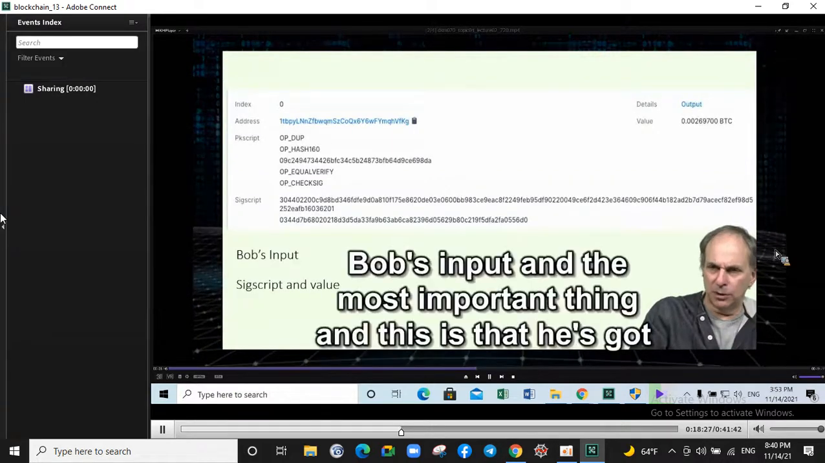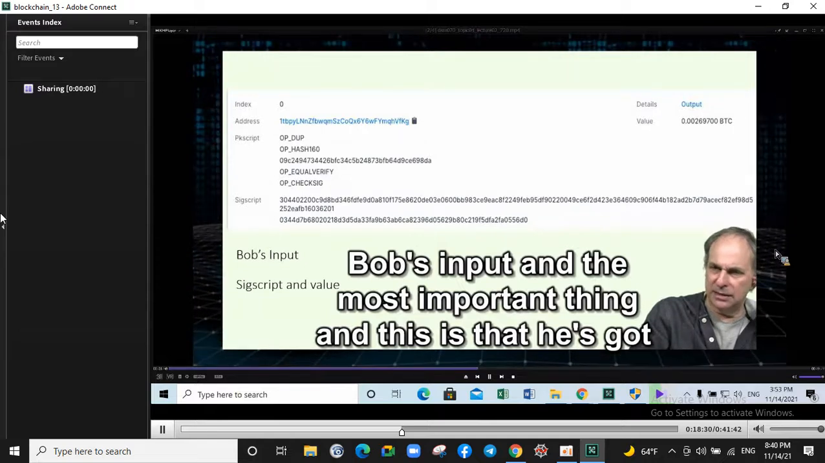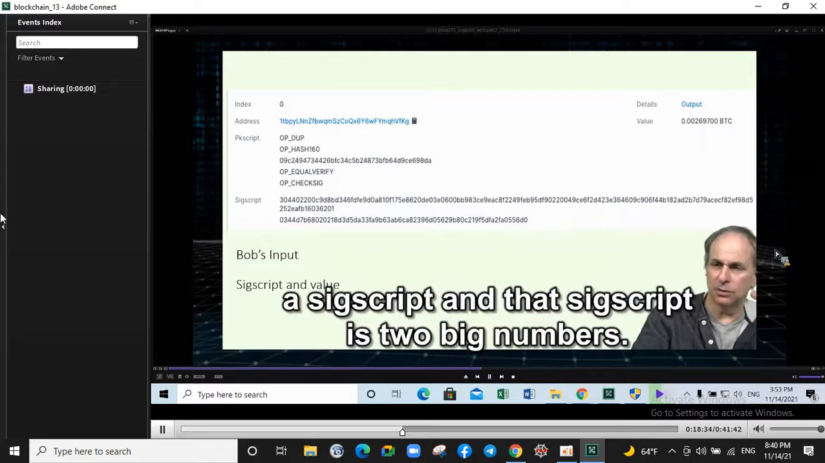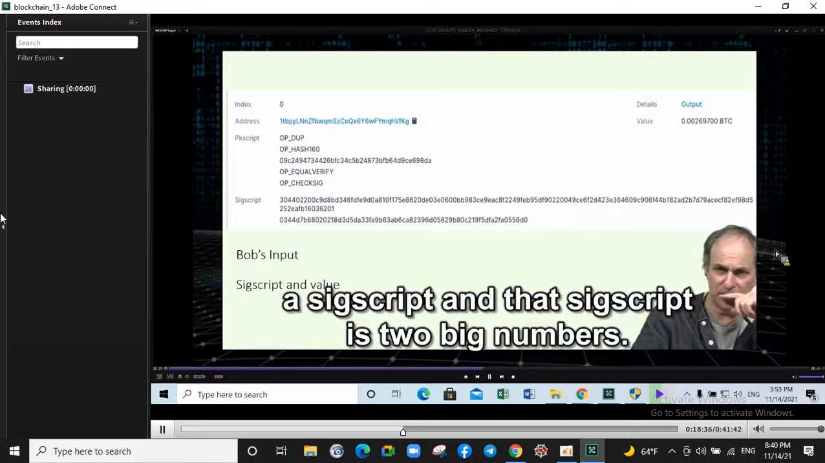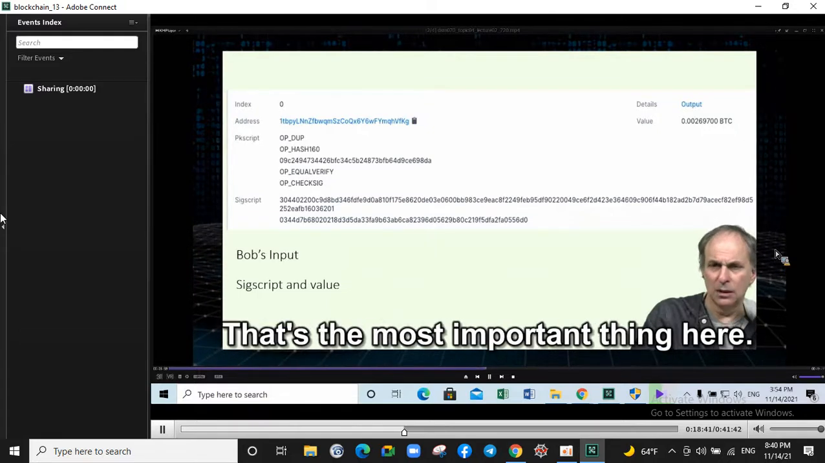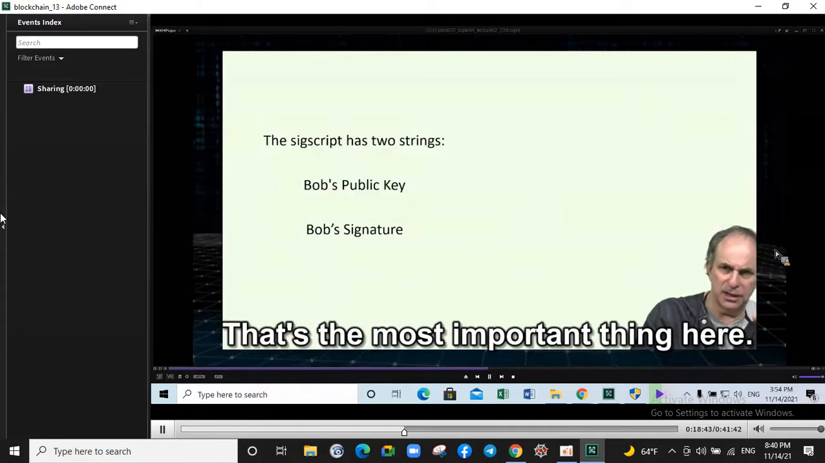So Bob's input, and the most important thing in this is that he's got a SIG script. And that SIG script is two numbers. Two big numbers, right? Strings, numbers, what have you. So that's the most important thing here.